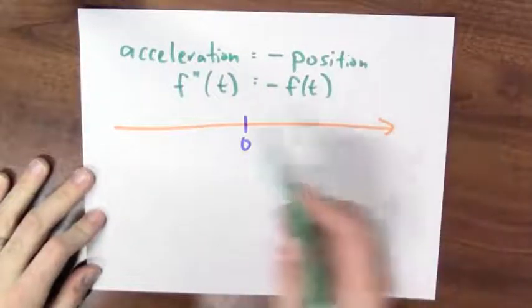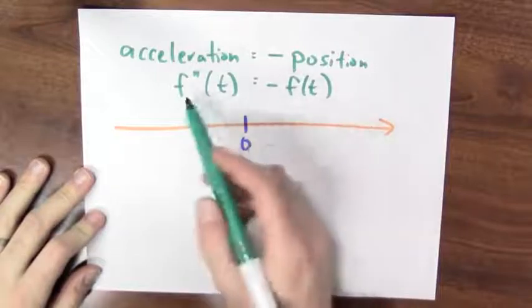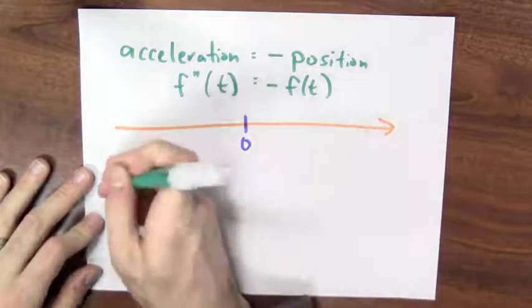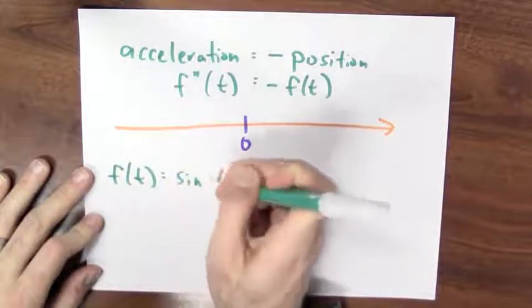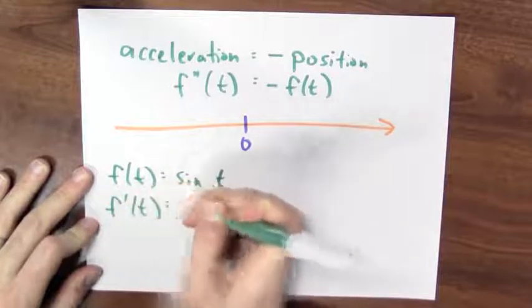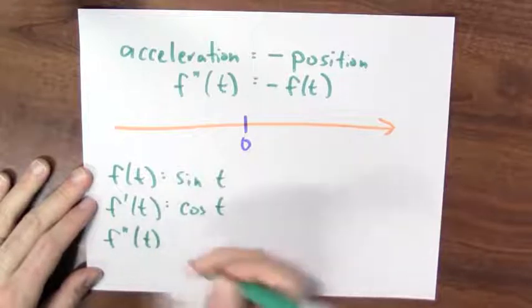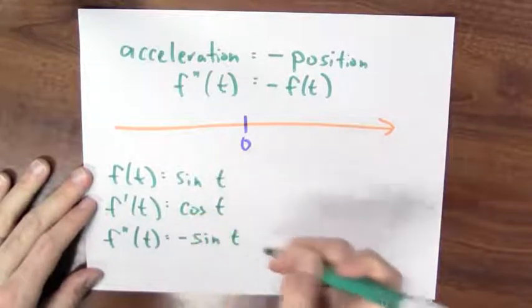This situation comes up physically in the real world. If you attach a spring to the ceiling, the spring's acceleration is proportional to negative its displacement. There's a function also that realizes this model. To say that acceleration is negative position is to say the second derivative of my position, which is my acceleration, is negative my function. And yeah, we know an example. If f is sine of t, then the derivative of sine is cosine, and the derivative of cosine, which is the second derivative of sine, is minus sine of t.